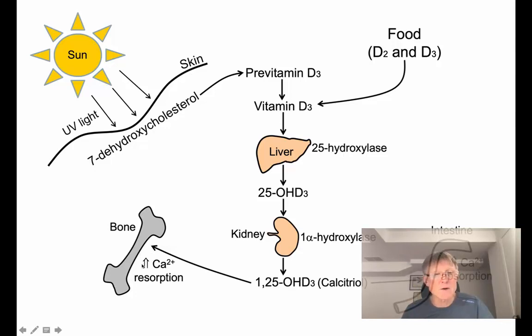So that's what we call calcium resorption, as it's mentioned here. It takes calcium from the bone and puts it into circulation, so your system can maintain that regulation of calcium levels. The other very important thing that vitamin D does is that it acts in your gut and it stimulates your intestine to absorb calcium from the diet.